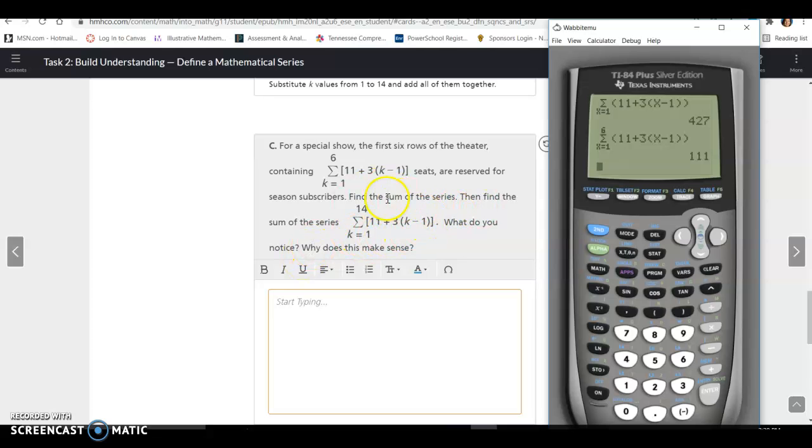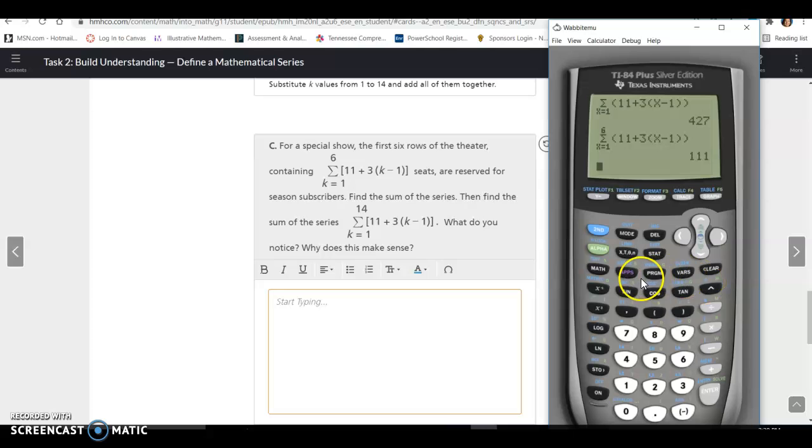All right, so we already found the sum of this. And what do I notice? Well, the first 6 rows has 111 seats, so that means rows 7 through 14 have the remainder of the seats. Does this make sense? Yeah, sure it does. We could find the number of rows if we needed to.